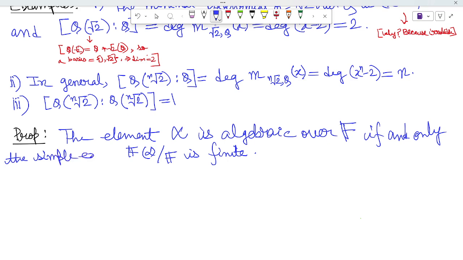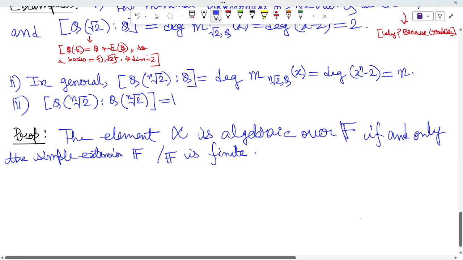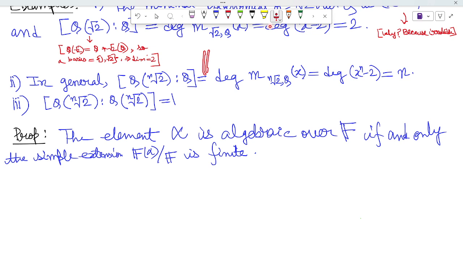Why is it a simple extension? Because this type of extension, which attaches one element, is generated by F and one element. It is called a simple extension; I defined it in previous classes. The simple extension is finite. So what is a finite extension? A finite extension means that if you consider F(alpha) as a vector space over F, then the vector space dimension is finite, or the cardinality of the basis is finite.